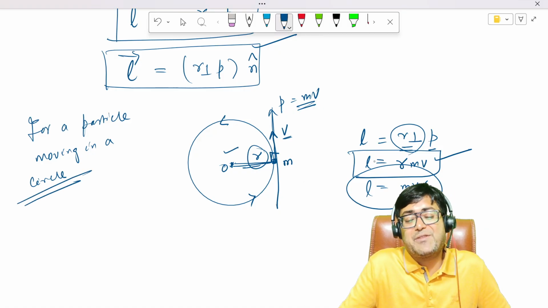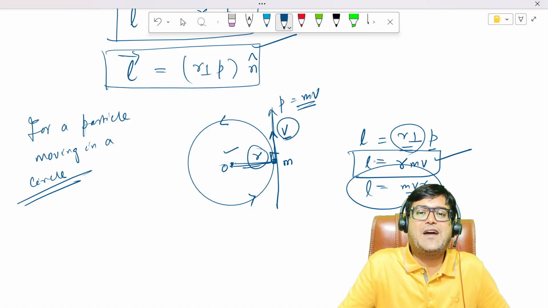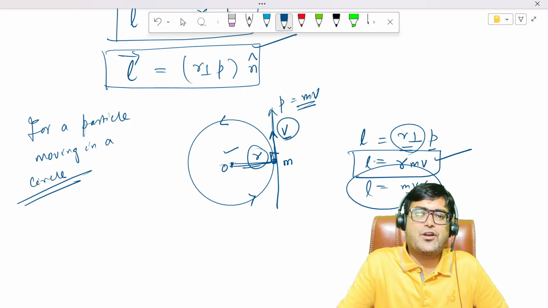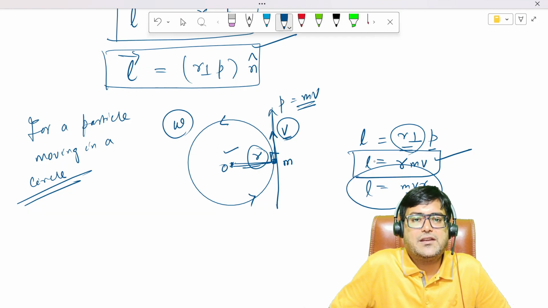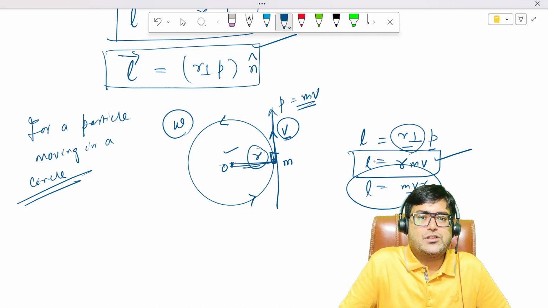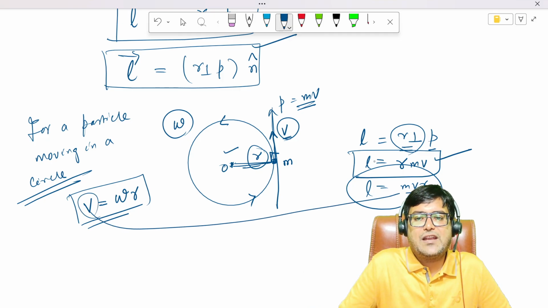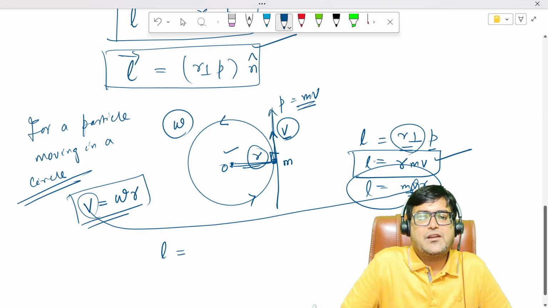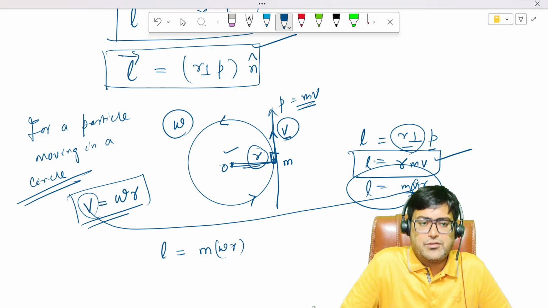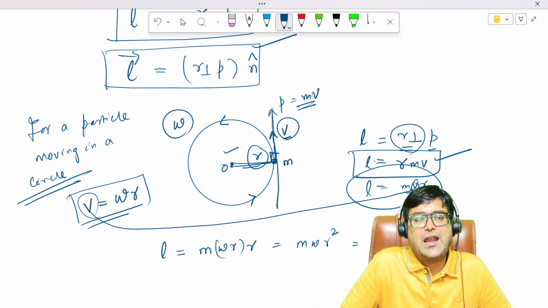Now understand one thing. If the particle is moving in a circle, apart from having a tangential velocity, it will also have an angular velocity omega, right? And if you remember from circular motion, the tangential velocity will be angular velocity multiplied by the radius. So if I substitute that value of v here, the angular momentum is going to have a magnitude of mass into omega r into r. That simply becomes m omega r squared, and I can write this as m r squared omega, can I not?